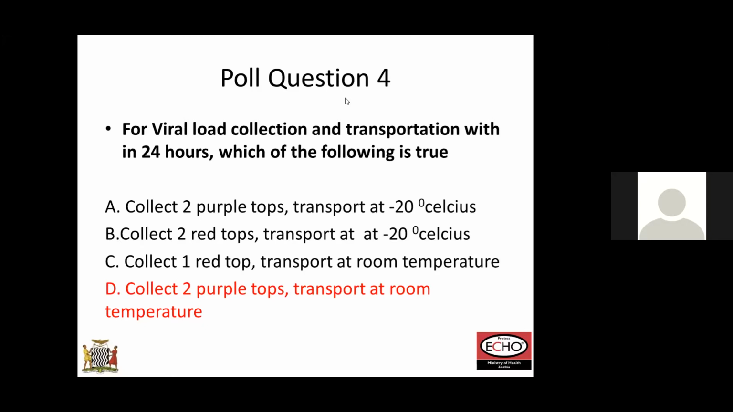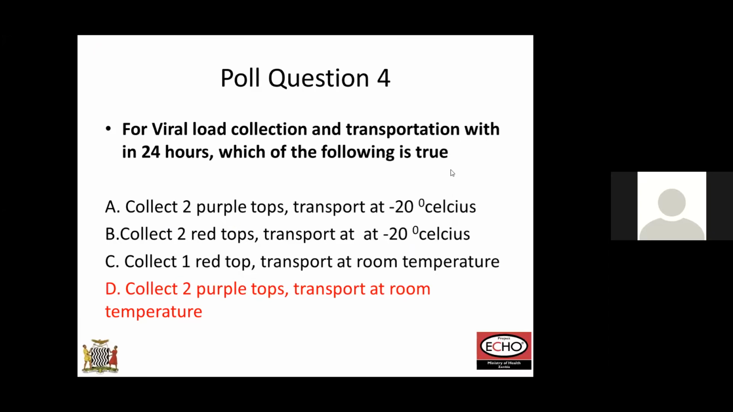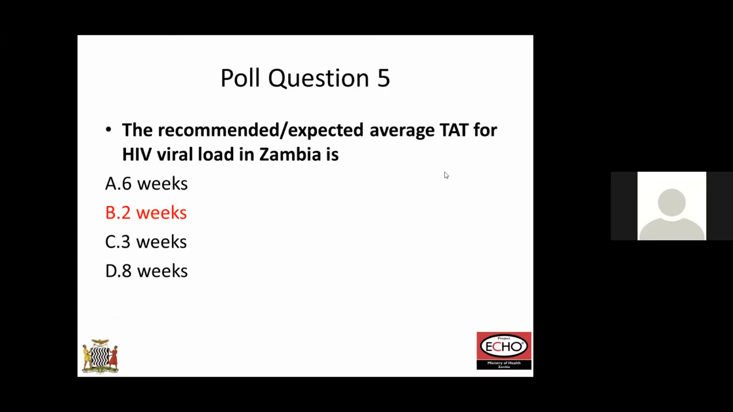Then I just wanted to pass a comment on A and B, the trick questions, the curveballs we threw in there. Please do not, and I repeat, do not freeze your viral load samples. They'll be lysed and they'll be rejected. So that minus 20 was a trick question. The minus 20 for number A is not recommended at all. Just do not do that. Thank you.